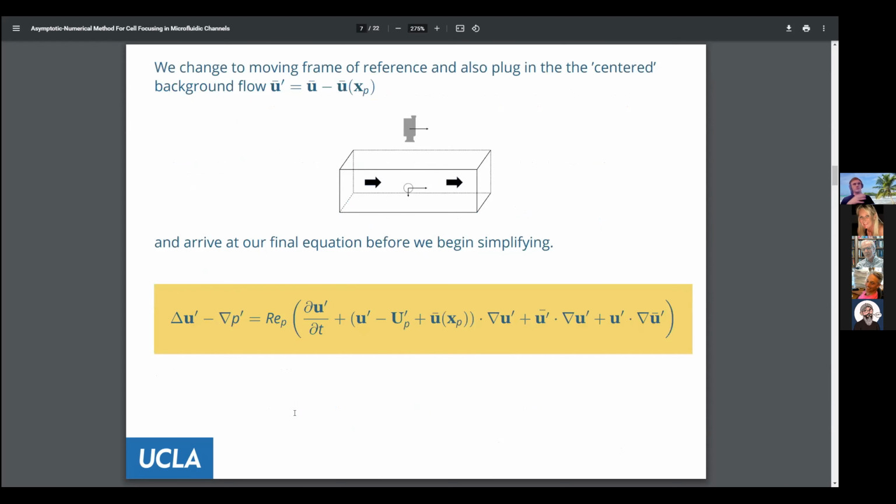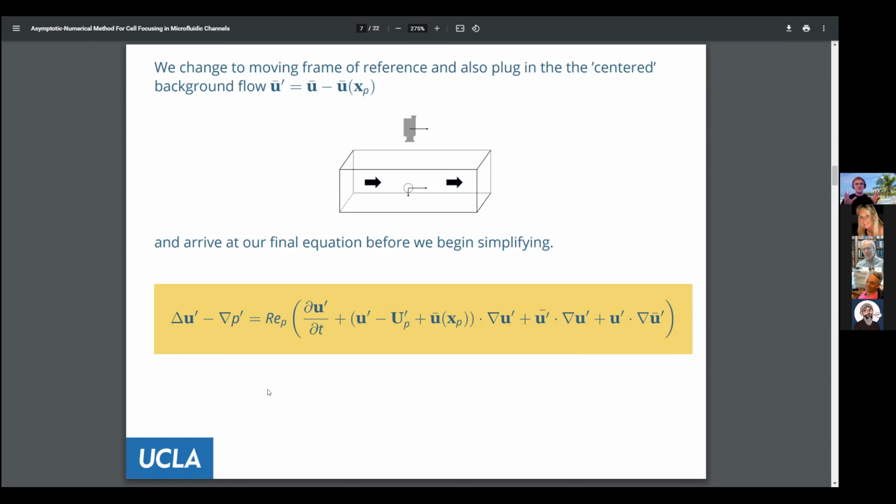So we want to do a bit more transformations of the coordinate system before we start doing our analytical work. So we also move to a moving reference frame and then plug in what's called the centered background flow. Essentially, you view the background flow also in the moving reference frame. And we arrive at our final equation before we start simplifying.